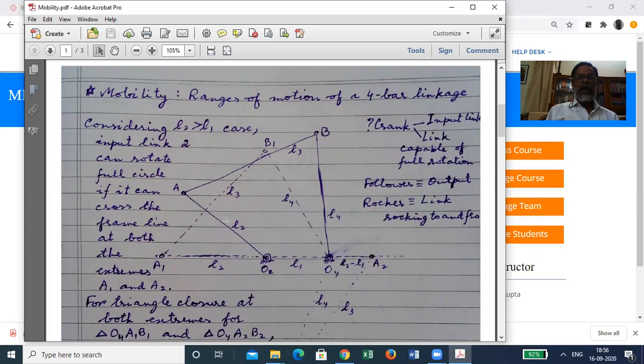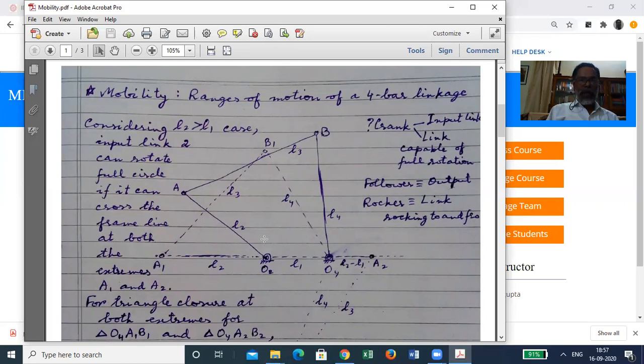So this link, for full circle rotatability, should be able to cross on this side also, where the point A goes to A1, and it should be able to cross this side also. So from this side to that side, and then that. Whether you drive it anti-clockwise or clockwise, in both cases, it should be able to cross it both ways. If it can cross one way, it will be able to cross the opposite way also.